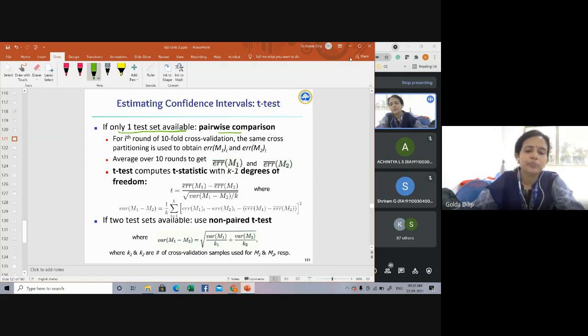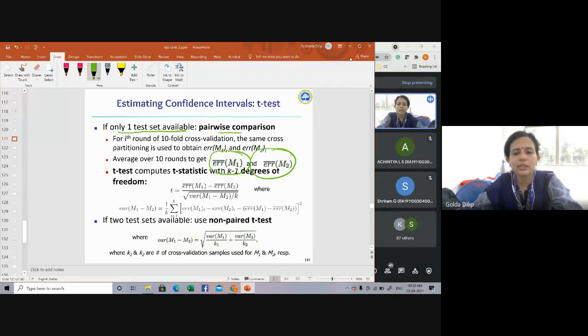For this you have the tenfold cross validation. For the ith round of the tenfold cross validation, the same partitioning is used in order to obtain the errors for M1 and M2. You can see here ERR M1, the error rate for the first model, and ERR M2, for the second model. The error rates for M1 and M2 are averaged, that's what the bar shown here means, to obtain the mean error rate. Then the variance.